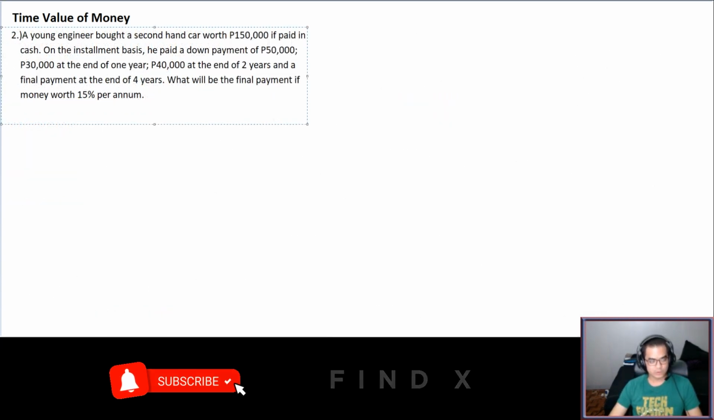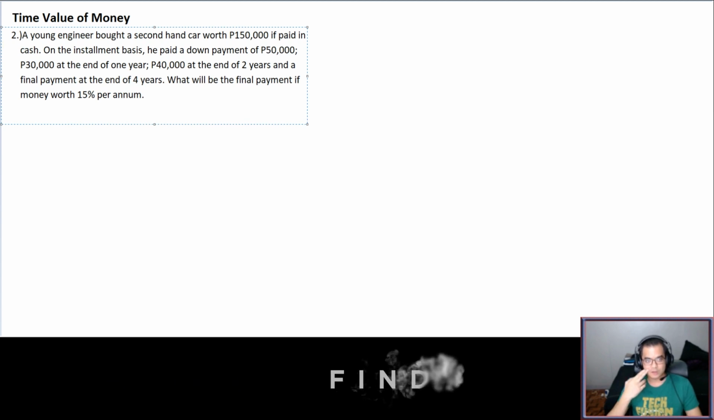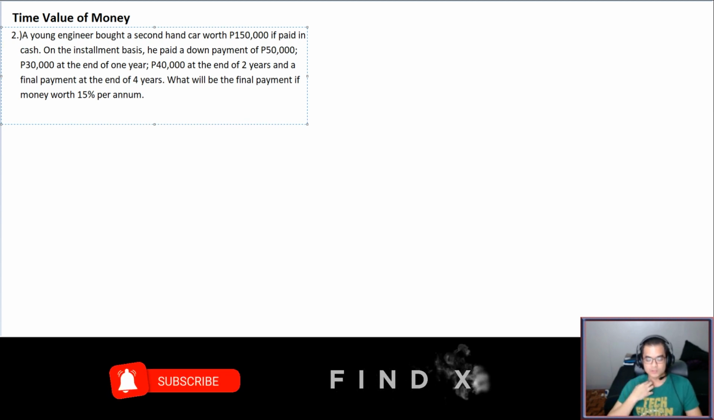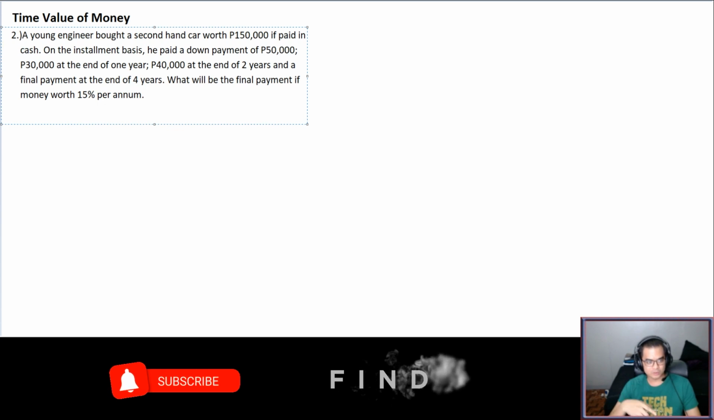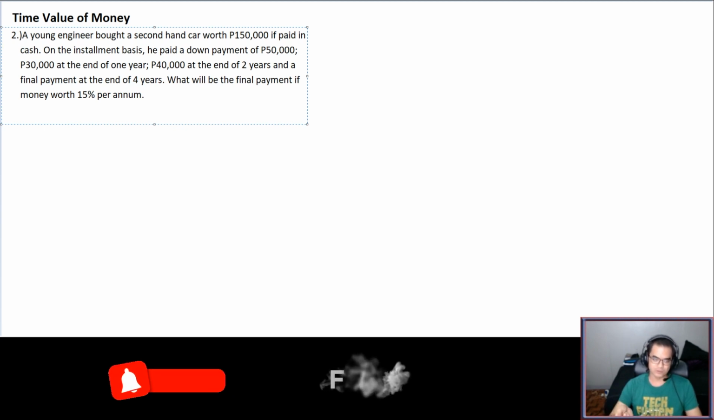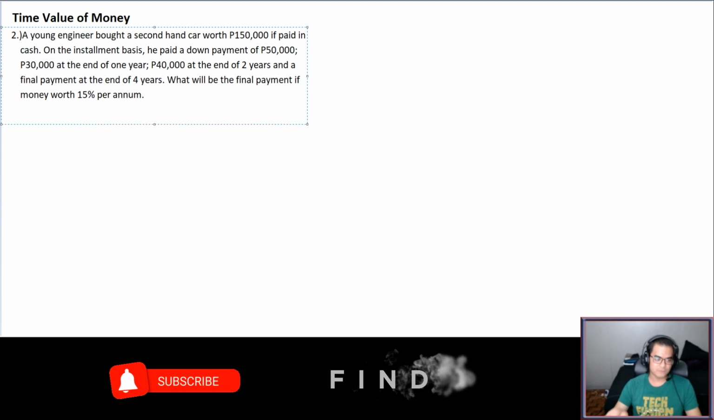Okay, so let's go to our next problem. A young engineer bought a second-hand car worth 150,000 if paid in cash. On the installment basis, he paid a down payment of 50,000, then 30,000 at the end of 1 year, 40,000 at the end of 2 years, and a final payment at the end of 4 years. What will be the final payment if money is worth 15% per annum?